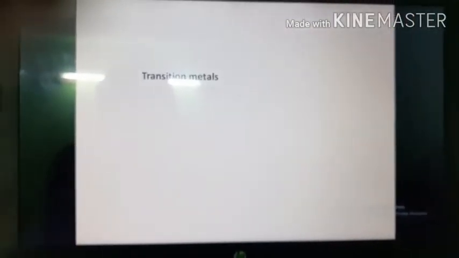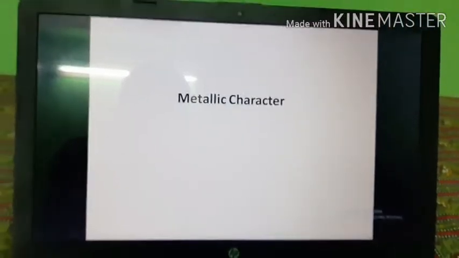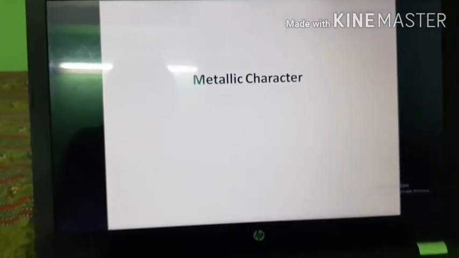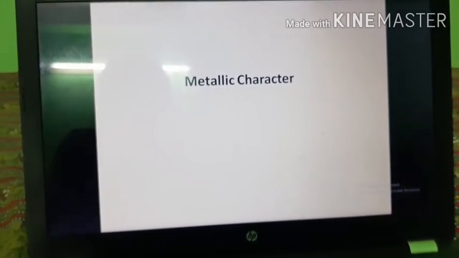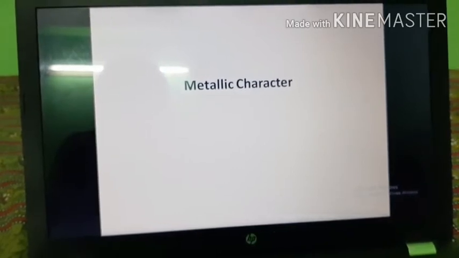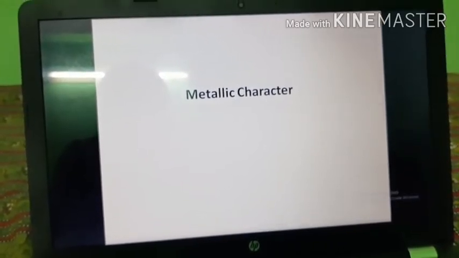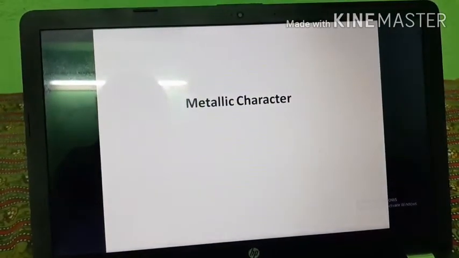Next, we will be discussing the general trends in properties of transition elements. The first property we will read today is the metallic character. Except mercury, all other transition elements exhibit characteristic metallic properties. They are hard, lustrous, malleable, ductile, and have high tensile strength and high thermal and electrical conductivity.